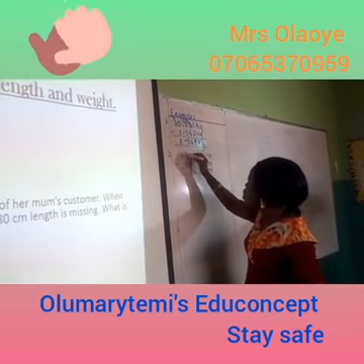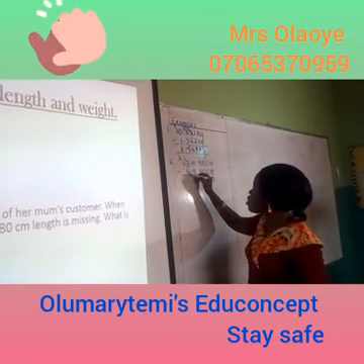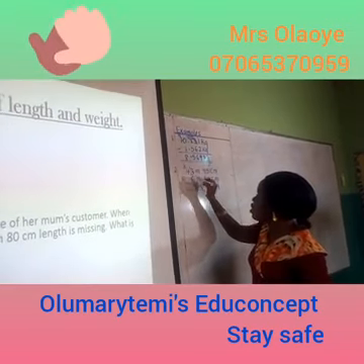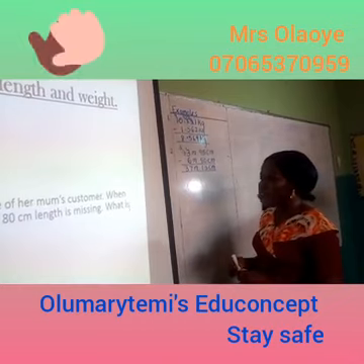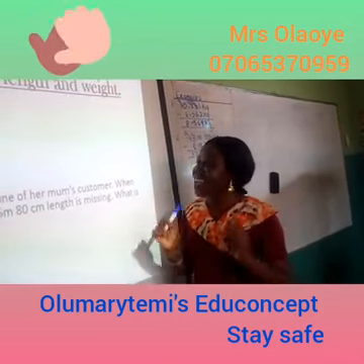3 minus 6 cannot go. Simply borrow 1 from here. Remains 3. Put here. 13 minus 6 will give us what? 7. And 3 minus nothing will give us 3. That makes our answer to be what? 37 meter 15 centimeter.